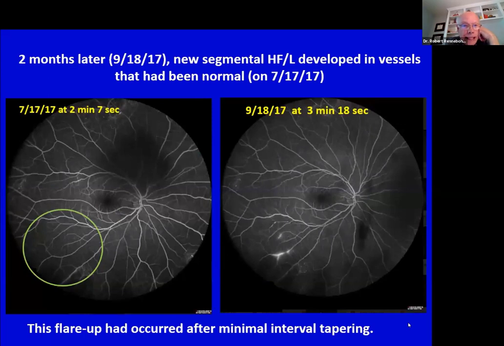And then 2 months later, in September of 17, new segmental hyperfluorescence and leakage developed in vessels that had been normal back in July. This flare-up had occurred after minimal interval tapering of immunosuppression, but then 2 months later, these vessels looked normal after brief escalation of treatment.